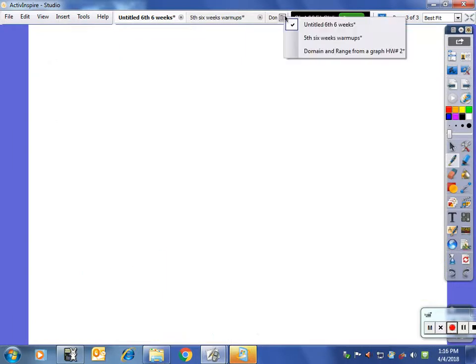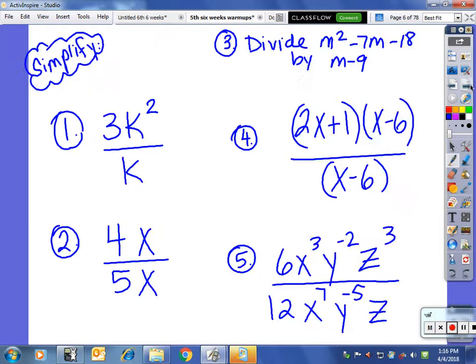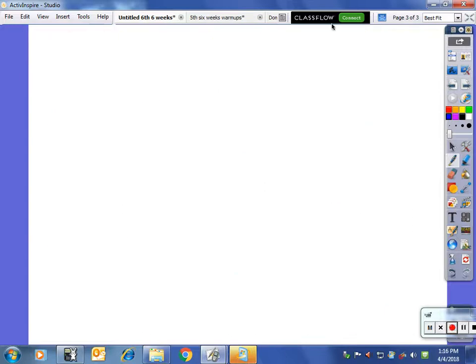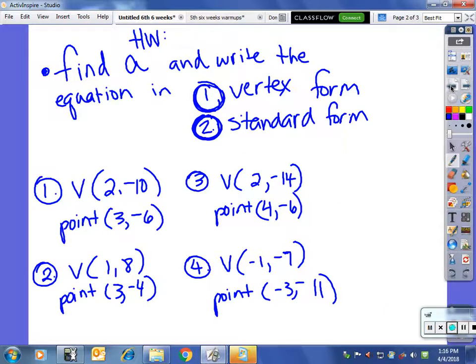All right, here is your homework. Just like we just did, you find A and you write it in vertex form. And then after you find it in vertex form, you convert it to standard form. So you should have 8 answers when you are done here.